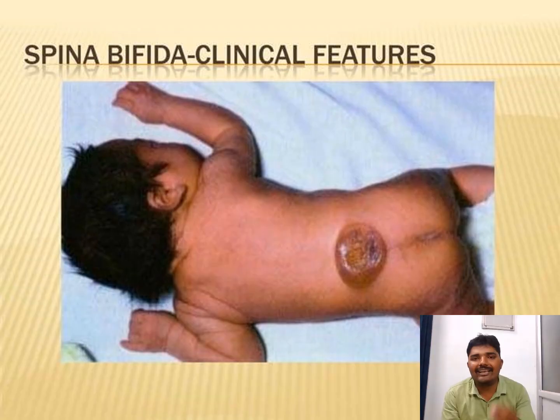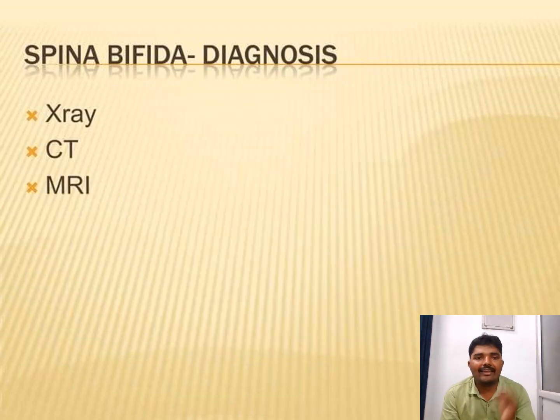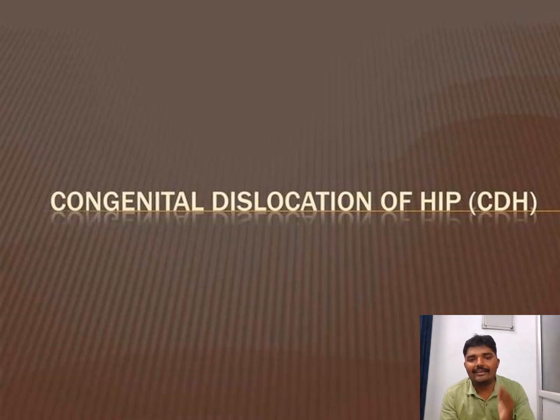This is the diagrammatic representation of the spina bifida condition, where the dimple represents the clinical features. Diagnosis is by X-ray, CT and MRI. Treatment is wound care and proper closure of the defect. For hydrocephalus, a ventricular shunt is necessary for 5 to 6 years. Then physiotherapy and splinting. Then we go for congenital dislocation of the hip, the third deformity.